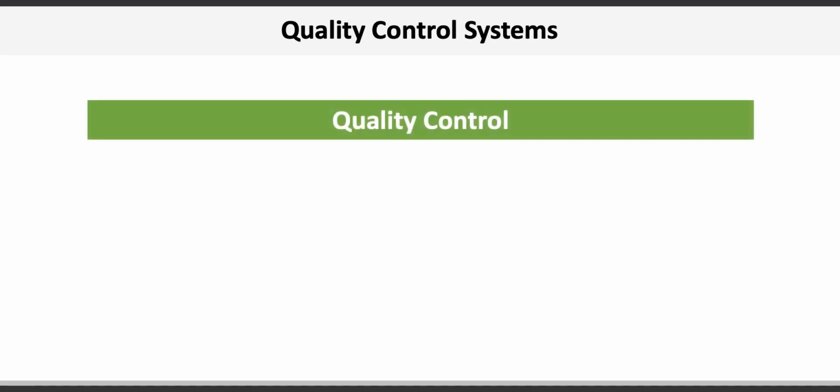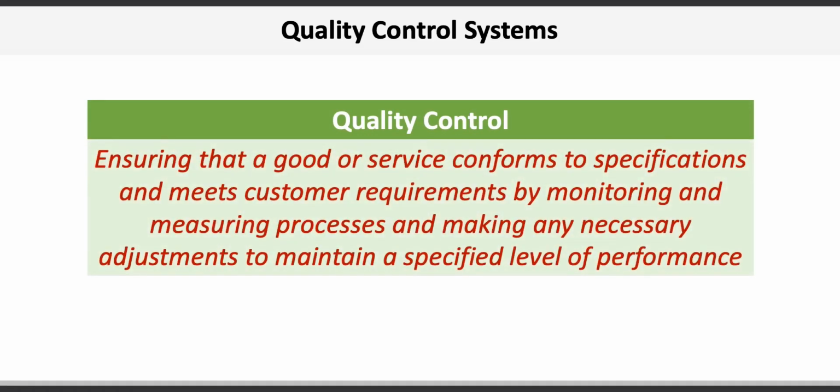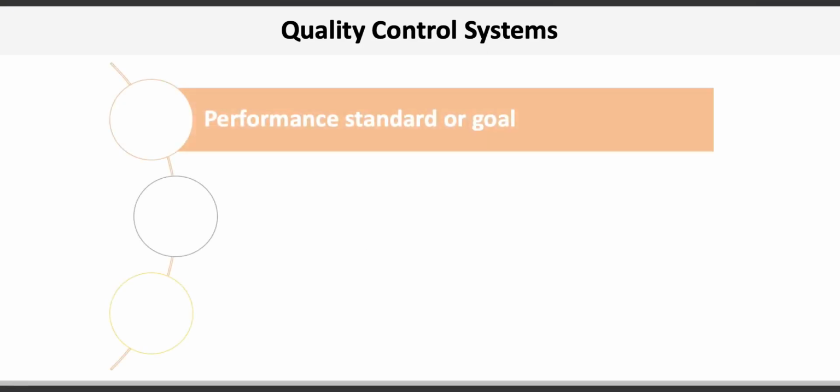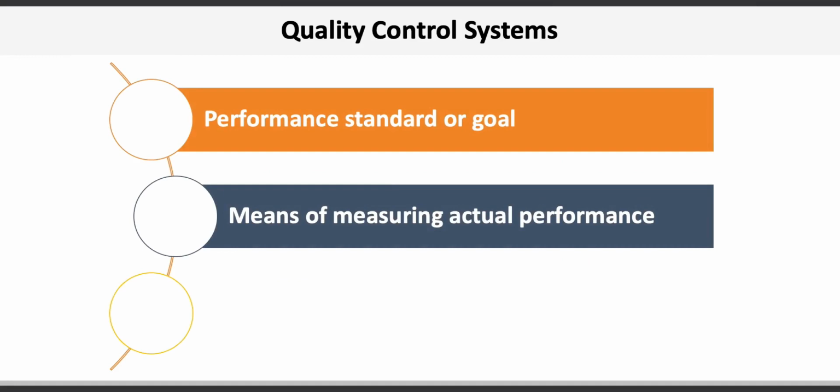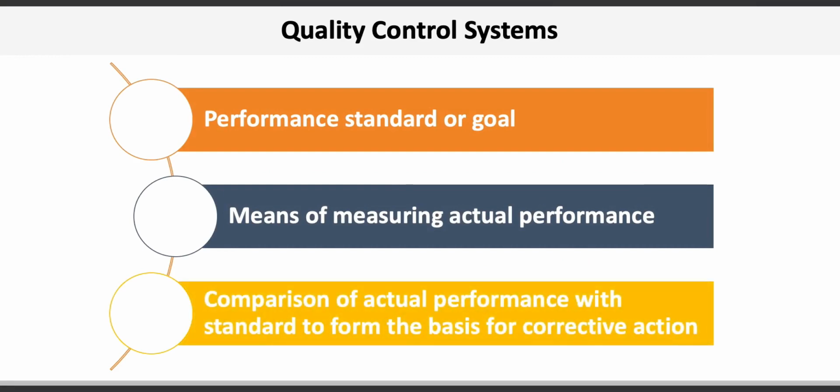The task of quality control, therefore, is to ensure that a good or service conforms to specifications and meets customer requirements by monitoring and measuring processes and making any necessary adjustments to maintain a specified level of performance, and represents a proactive approach to quality control. Any control system has three components: 1, a performance standard or goal; 2, a means of measuring actual performance; and 3, a comparison of actual performance with the standard to form the basis for corrective action.